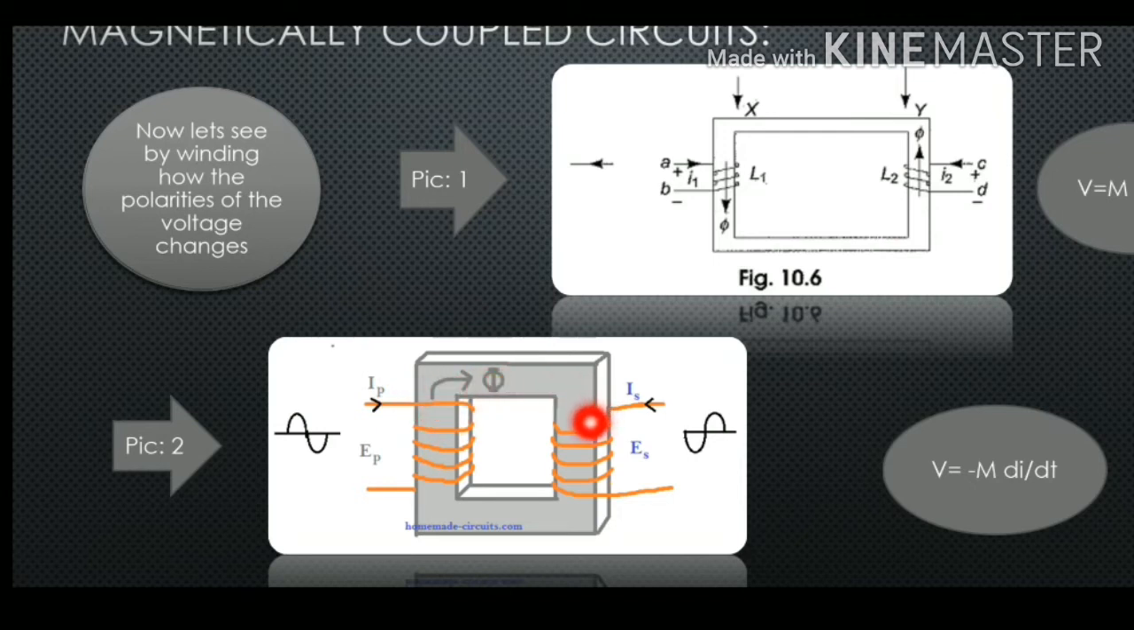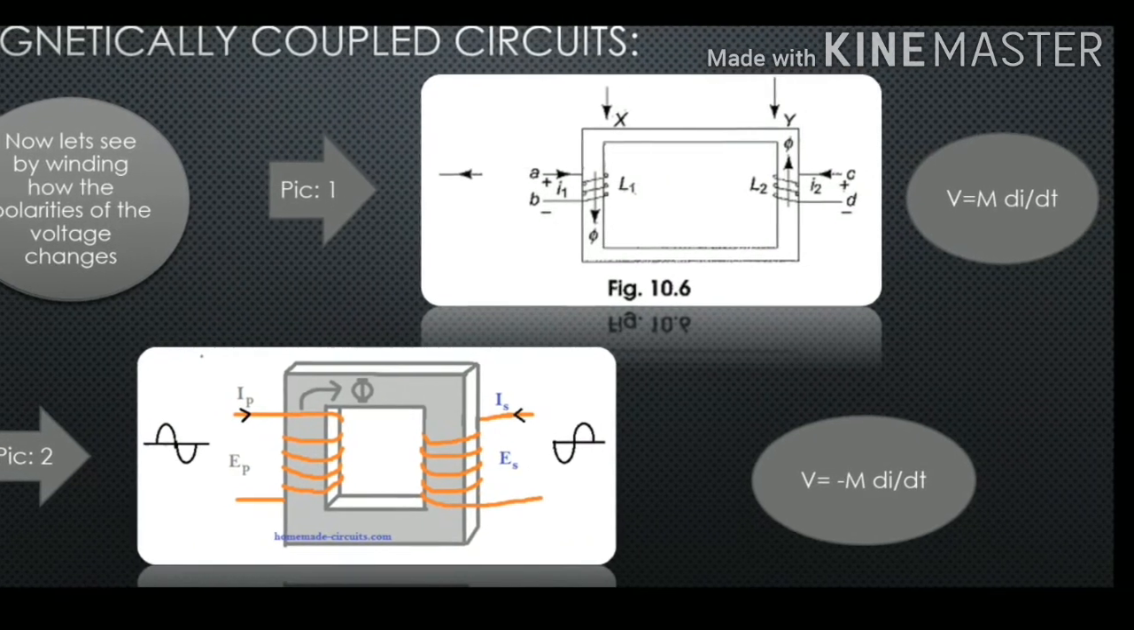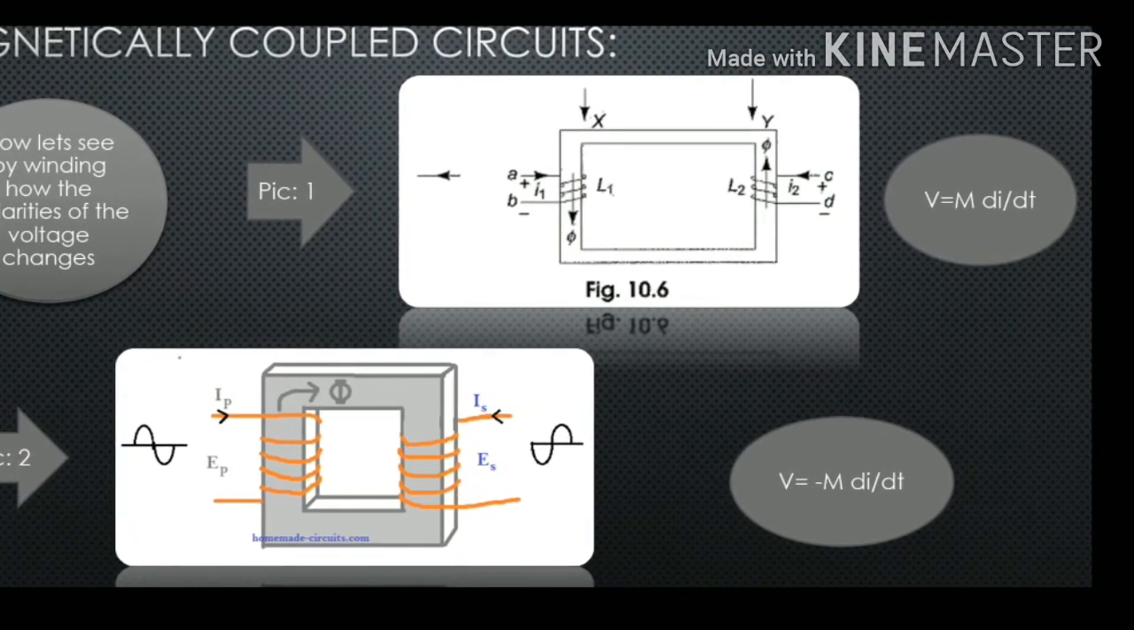And in the secondary coil we know that the flux moves in the upward direction as in the previous case. In this case, this flux moves in this direction and this flux moves in this direction, so that the flux gets cancelled. So in this case the voltage induced due to the mutual inductance will be negative. V is equal to minus M into di by dt.